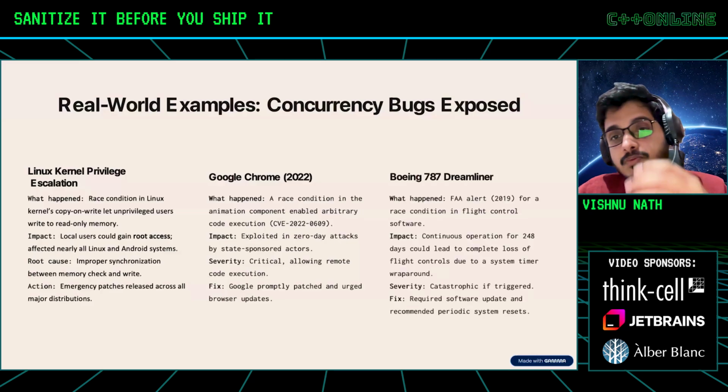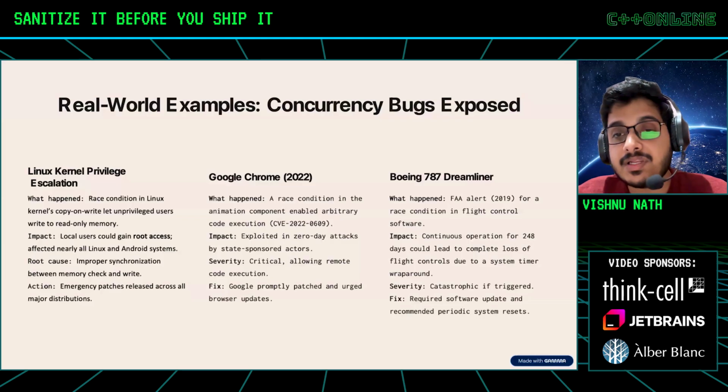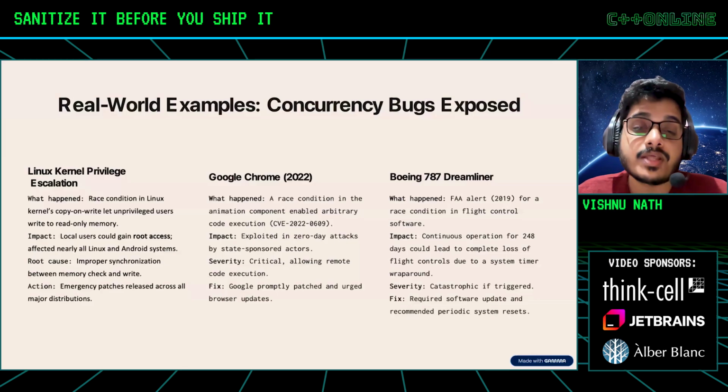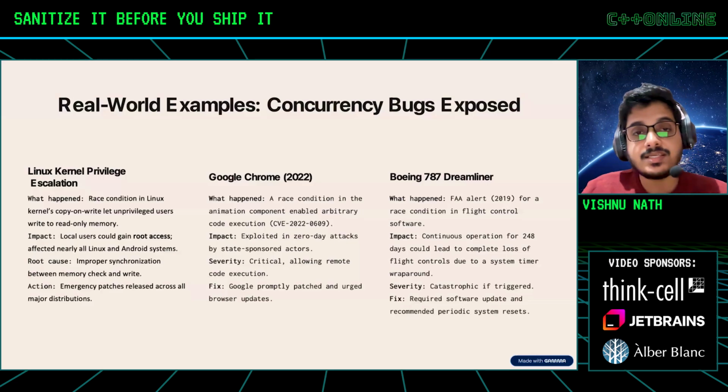And the third one, as you can see, shows the criticality of these concurrency bugs. This happened in the flight control software of the Boeing 787 Dreamliner, where continuous operation of 248 days could lead to catastrophic failure of the software, and you know what will happen next, right? So as I said previously, concurrency bugs can have a catastrophic impact. It can cause catastrophic issues.